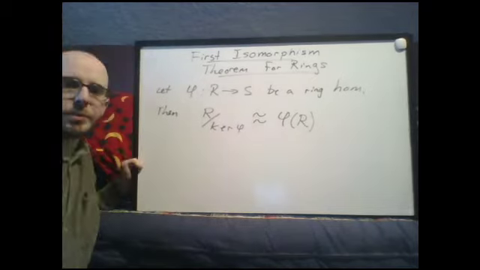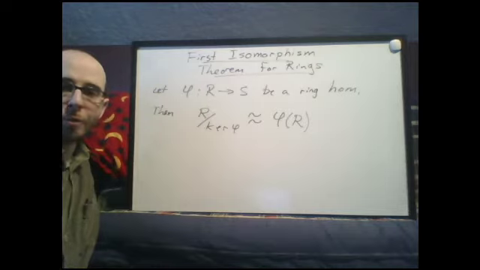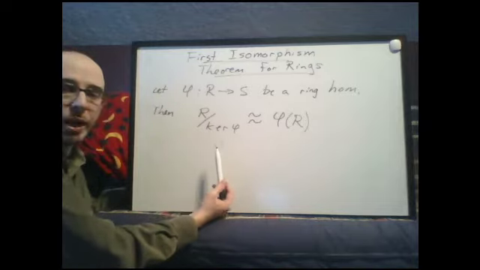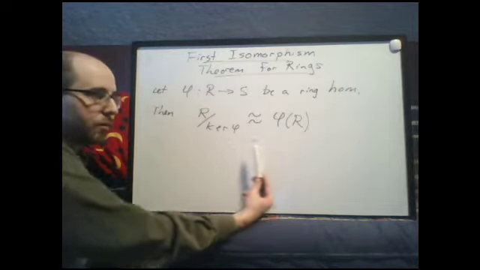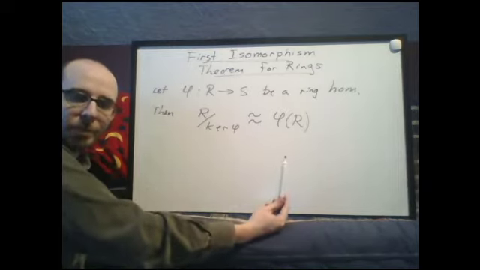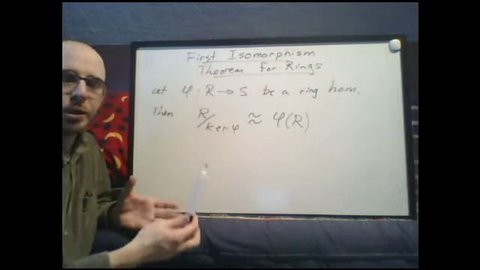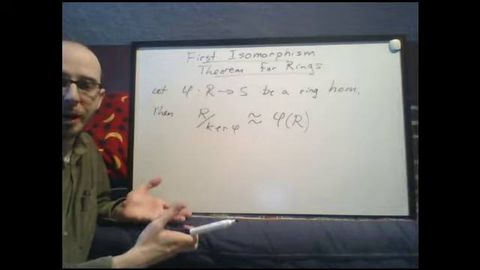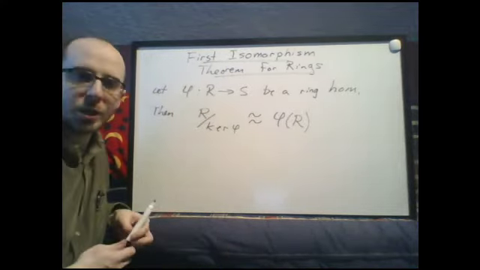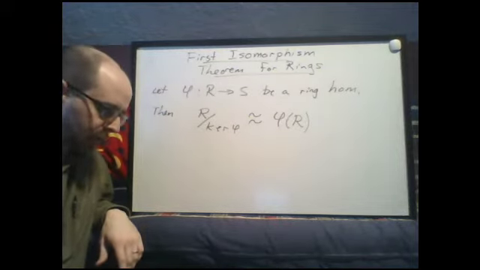I didn't write down what a ring isomorphism is. It's just a ring homomorphism which is also bijective, just like it was for group isomorphisms. So what this means is, as rings, this ring is the same as this ring. We're just renaming the elements and possibly renaming the operations. So two rings are isomorphic if they are essentially the same ring. There's a one-to-one and onto function between them that preserves the operations.